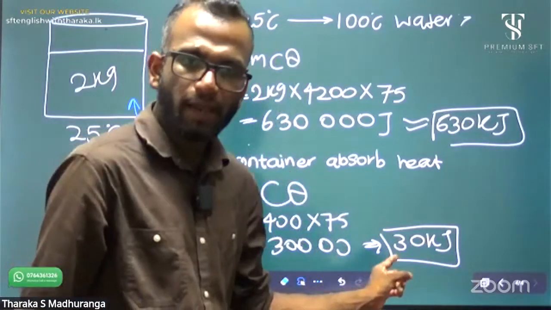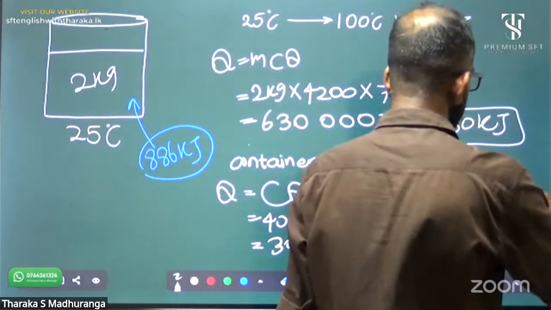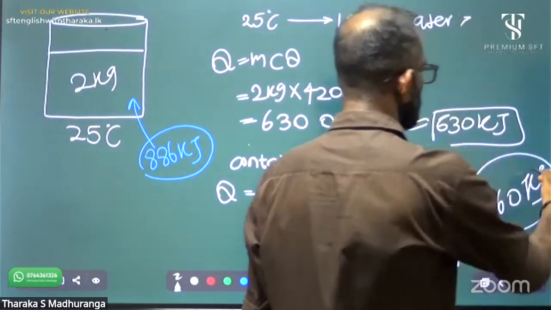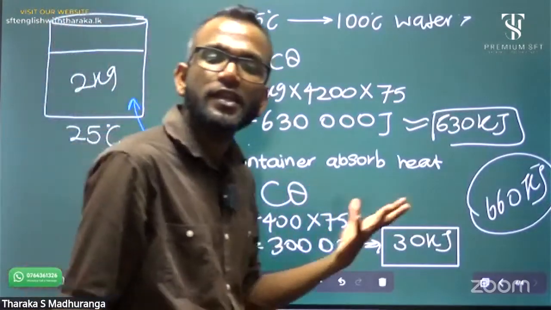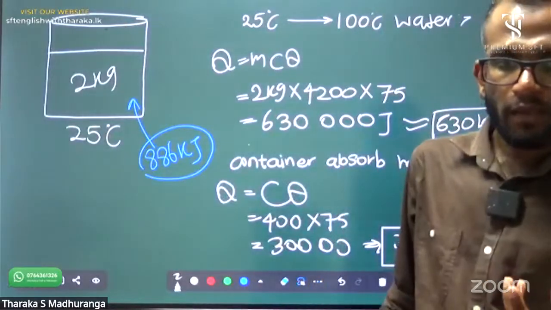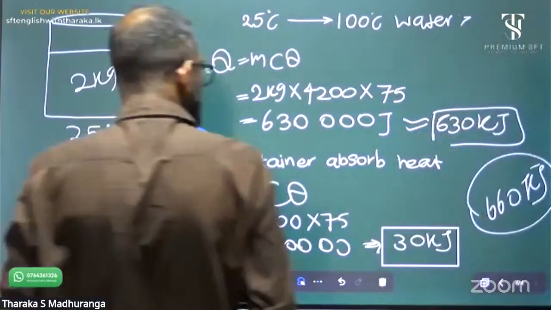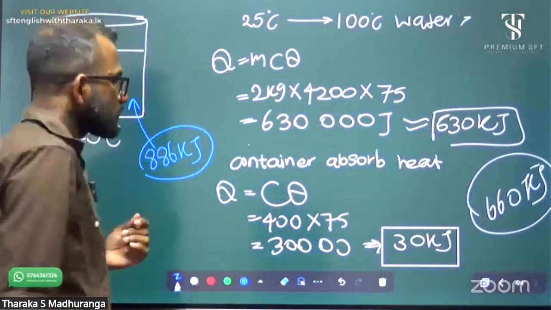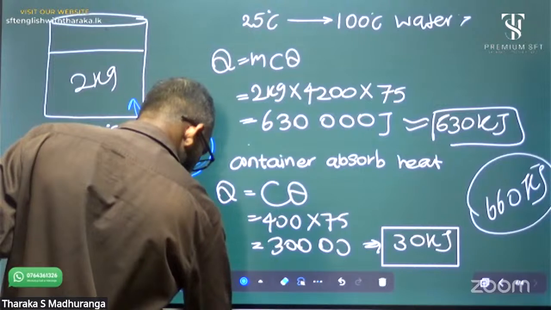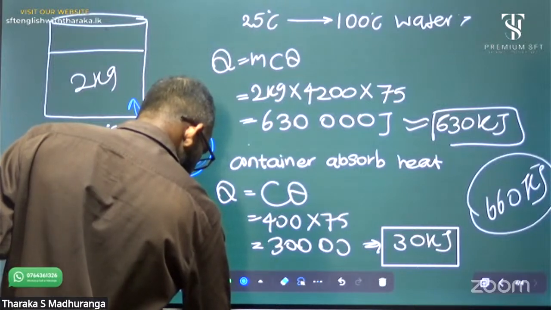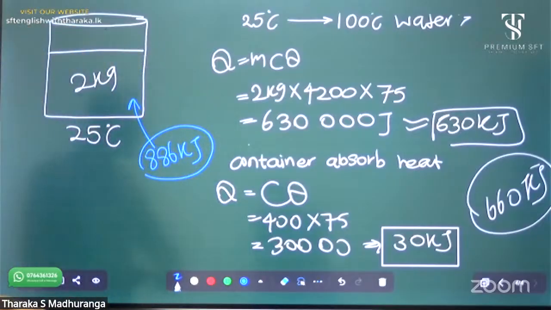Then the water absorbed heat and the container, total 660 kilojoules, right? Then how much heat energy remains? The total supplied is 886 kilojoules. Subtract 660. 226. 226 remains.